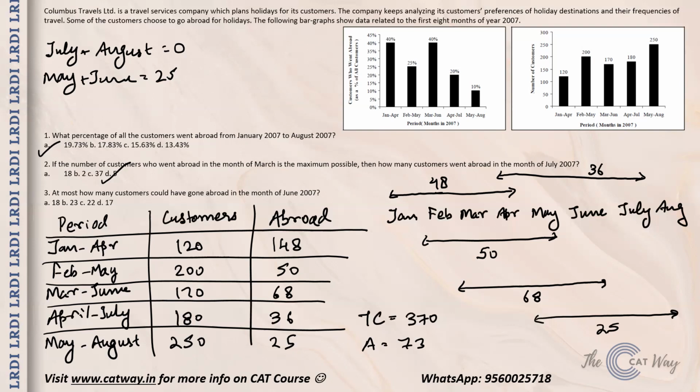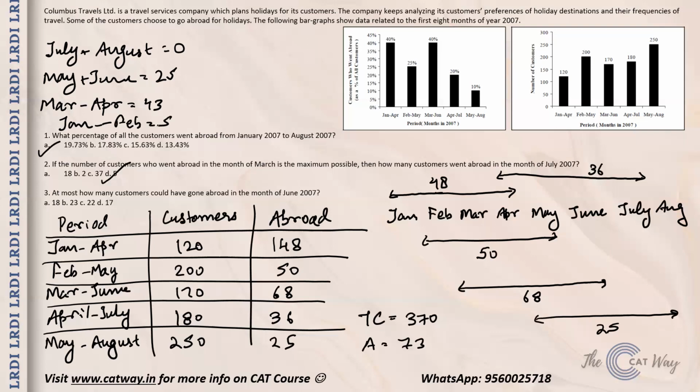If you talk about March to June, the total is 68. Out of that, May and June is 25. So March and April will become what? March to June is 68, so 68 minus 25, we arrive at 43. So March to April will become 43. And because of that, January to April is 48, so January and Feb will become 5.